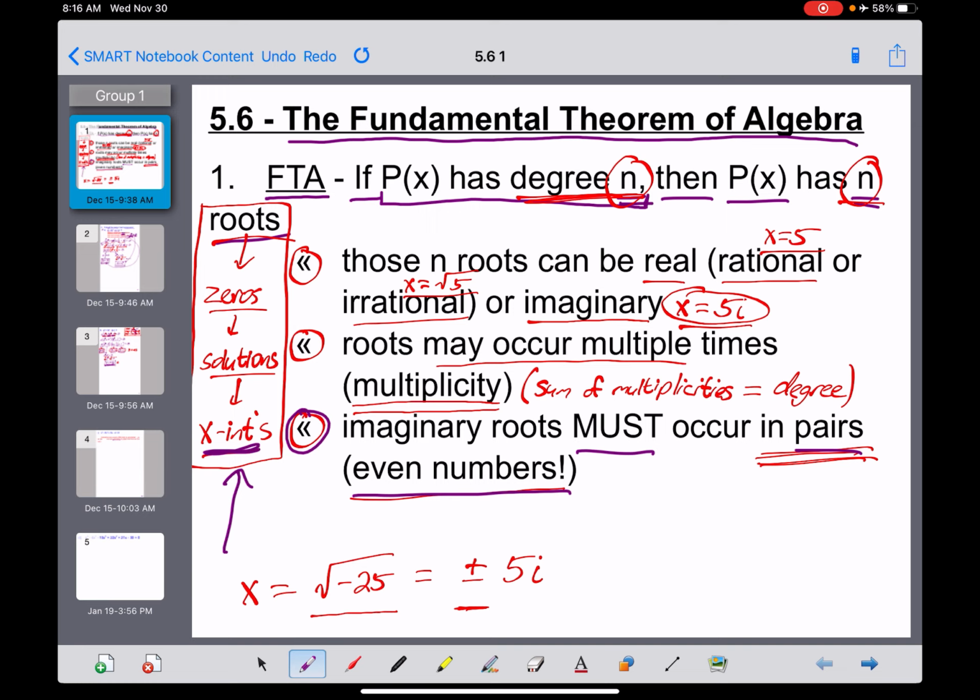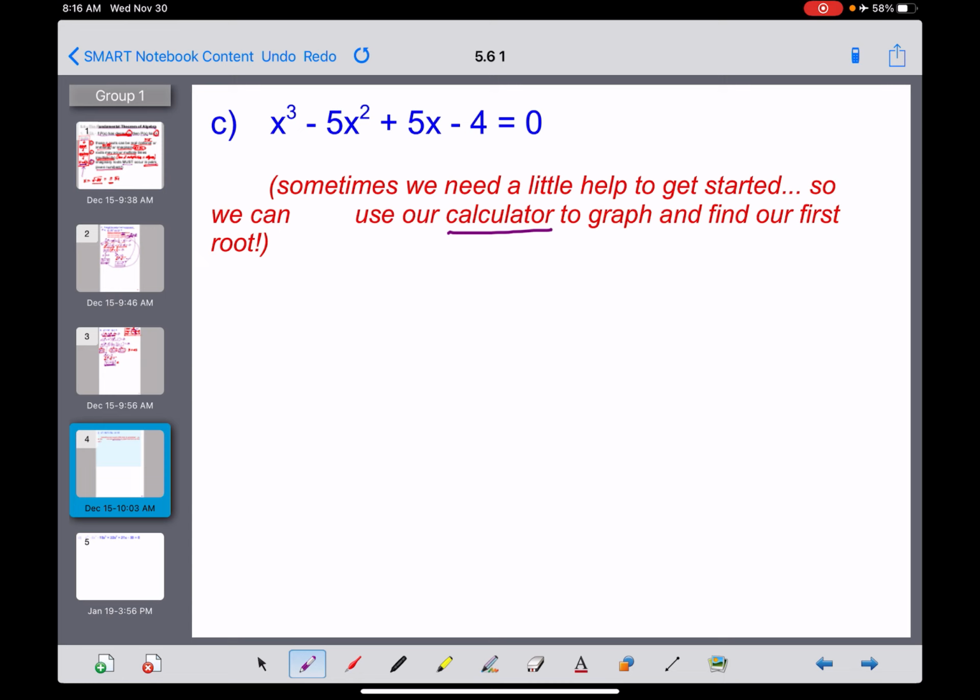An x-intercept should be the same thing as one of your roots here. So from the graph, I believe, I'm not certain, and I'm going to double check this, but I believe that x equals 4 is the first root that we came up with. Now, how are we going to find that out?